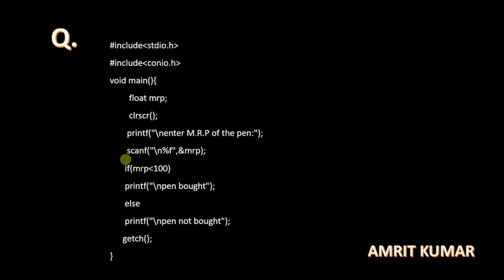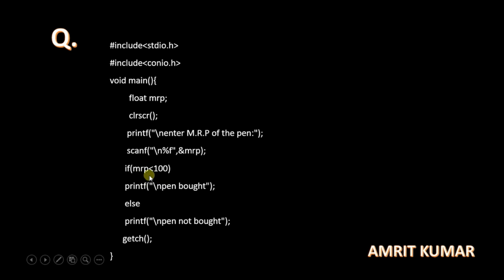So here I can say that if MRP is less than 100, then I have to buy the pen. Therefore, I am printing the value, that is, pen bought. And in any other case, other than this, because MRP is less than 100.